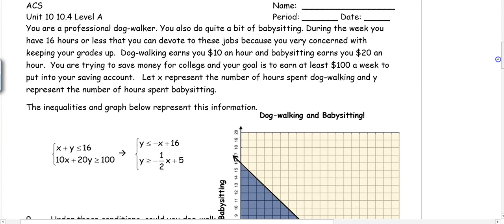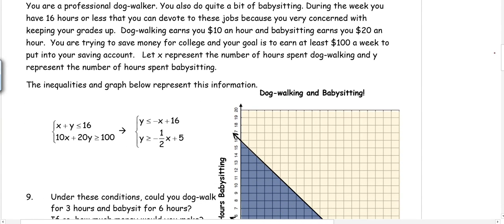So let's apply that to a word problem. You are a professional dog walker. You also do quite a bit of babysitting. During the week, you have 16 hours or less that you can devote to these jobs because you are very concerned with keeping your grades up. Dog walkers earn $10 an hour and babysitters earn $20 an hour. You are trying to save money for college and your goal is to earn at least $100 a week to put into your savings account.